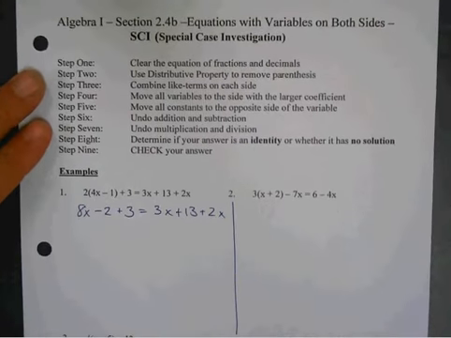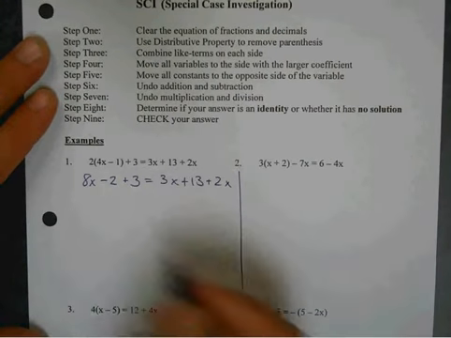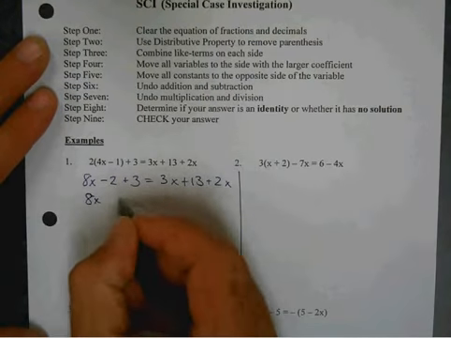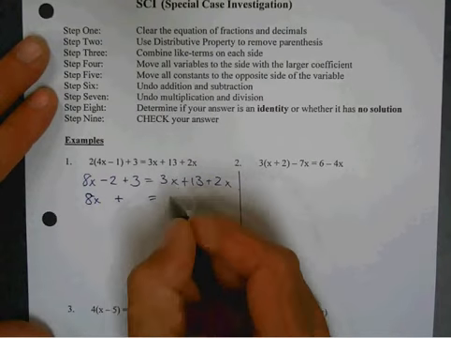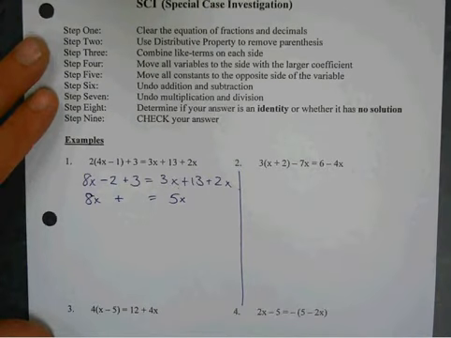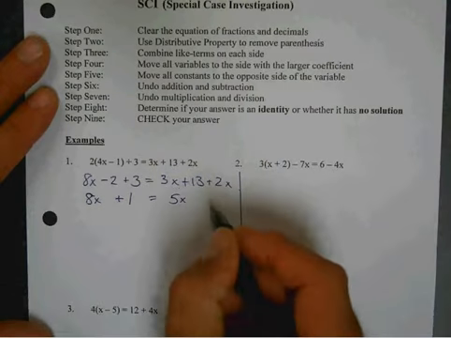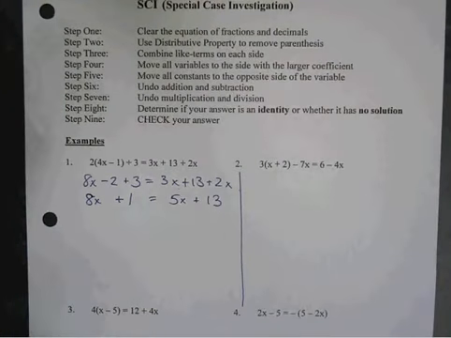Scotty's got it. Combine like terms. So Scotty, go ahead and combine like terms. It would be 8x plus 3x plus 2x. Okay, so 3x and 2x on that side make 5x. And then what else? What about my constants, my numbers? 8x plus 1, 8x plus 1 and? Plus 13.